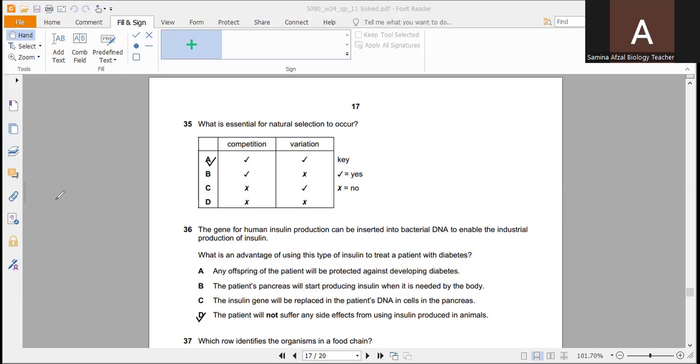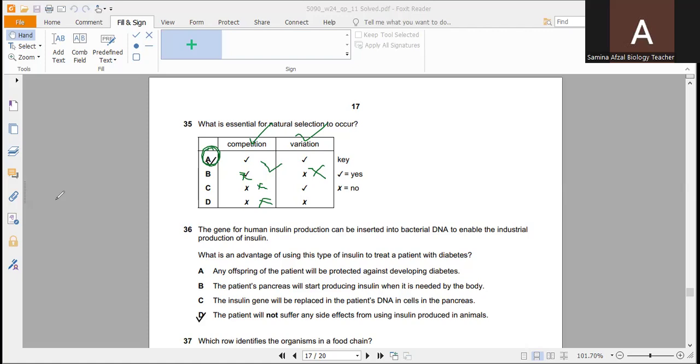This competition creates survival of the fittest. If there is competition, it means variation should also be there. Competition and variation come together. So according to this, A is the correct option. When there is competition and no variation, it is not possible. If competition is there, variations are there. So A is the correct option. All other options are not correct.